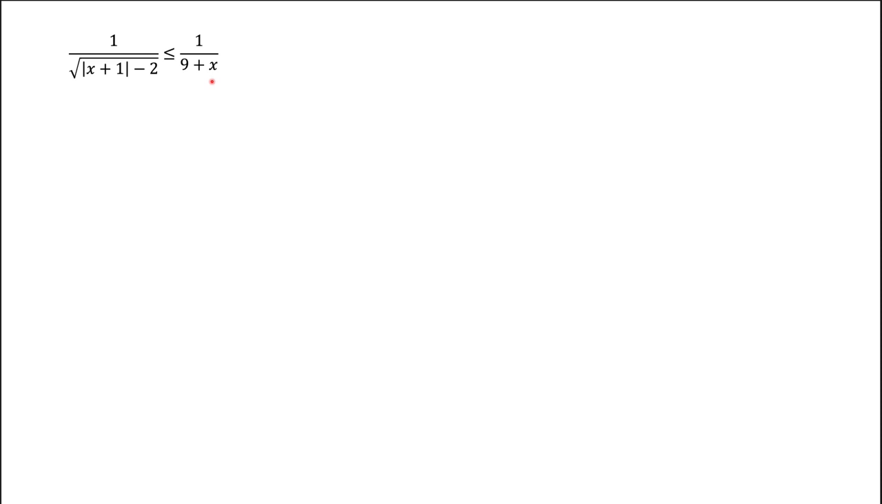Here we have an inequality, 1 over square root of absolute value of x plus 1 minus 2 less or equal than 1 over 9 plus x. And we need to find such x that satisfy this condition.